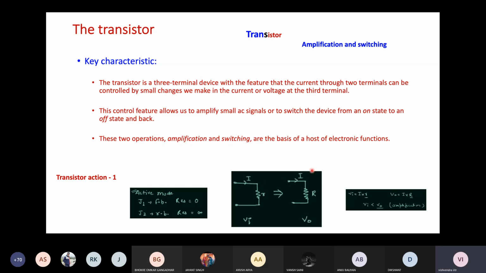In a BJT, the current is transferred from a forward bias junction to a reverse bias junction. A forward bias junction is a low resistance part of the circuit, and a reverse bias junction is a high resistance part of the circuit. And that way, this amplification is achieved.